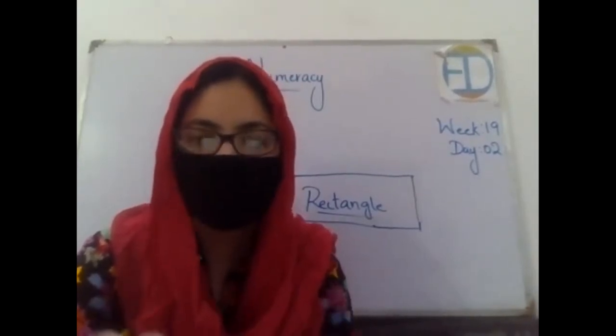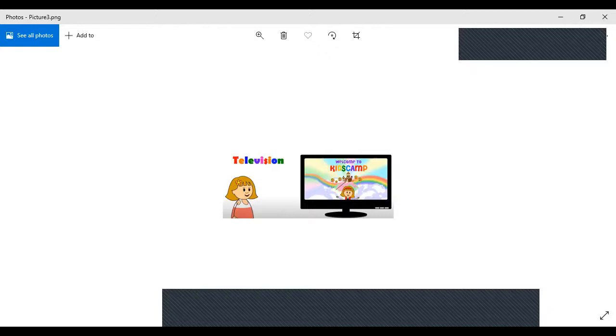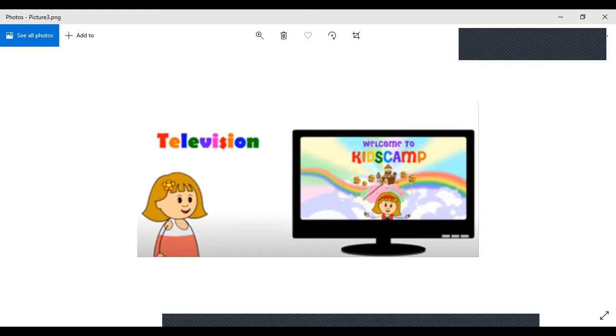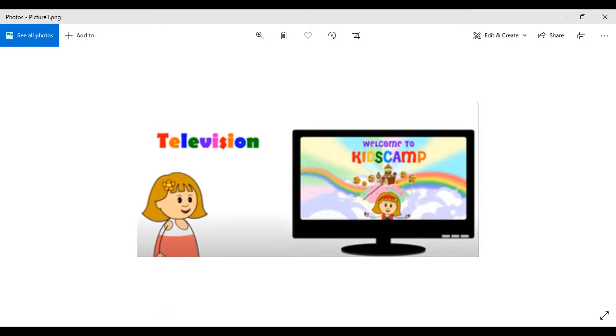The second example of the rectangular shape is the television, or the LCD or the LED that we have, right? So what is the shape of it? Rectangular. And how is it rectangular? Again, only the opposing sides are equal in length, right?